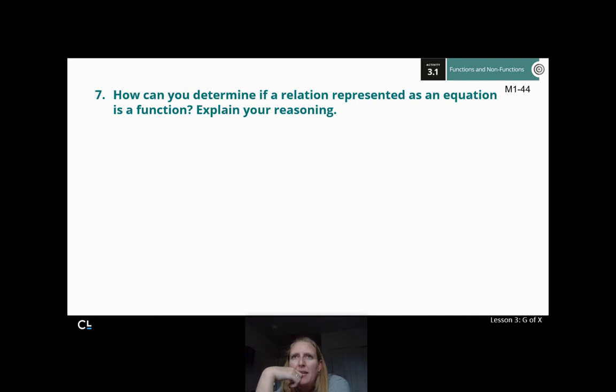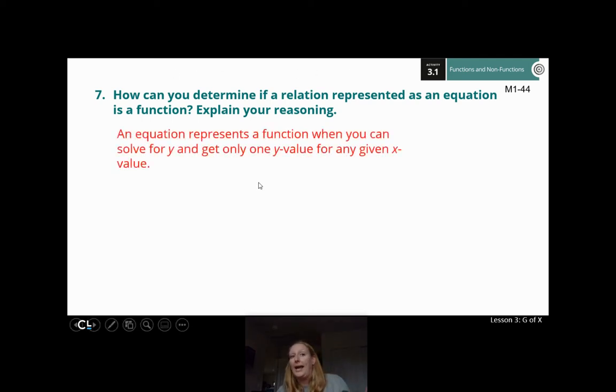So my thought on this was, if I can get that y alone on one side of the equation, generally, I'm probably going to be okay. We call that solving for y, right? So an equation represents a function when you can solve for y. And that means you can only get one y value for any given x value. Again, if I plug in for x, I should only get one answer out for y. So that's why I like it to be a y equals, get that y alone kind of thing.